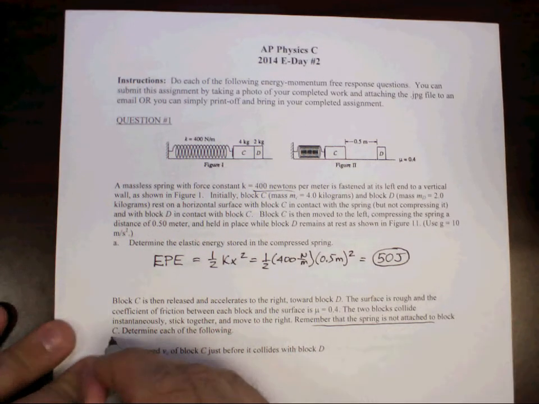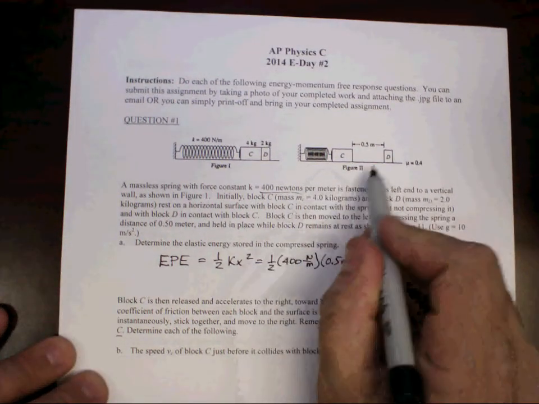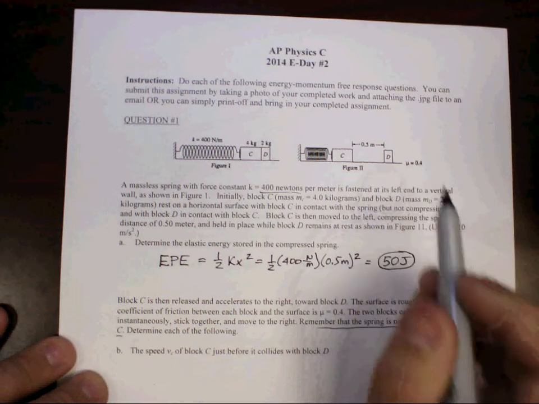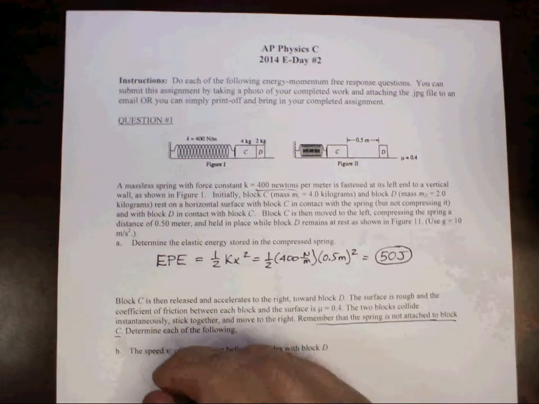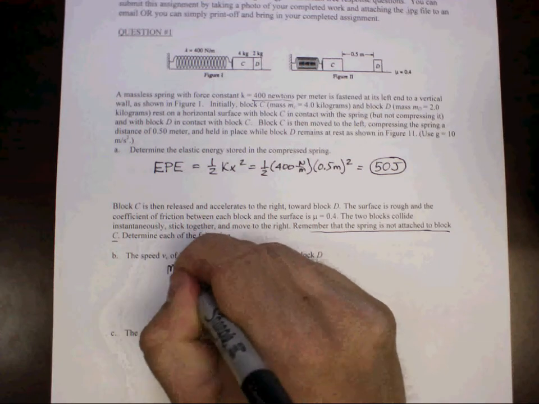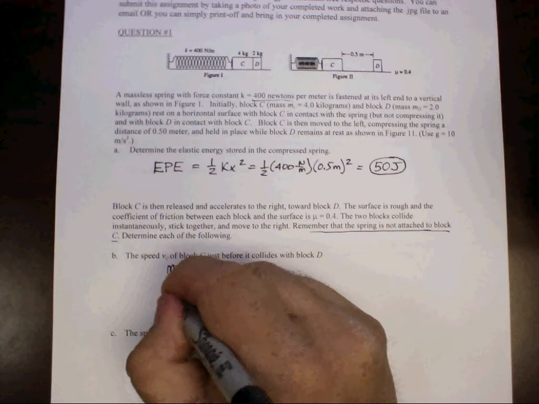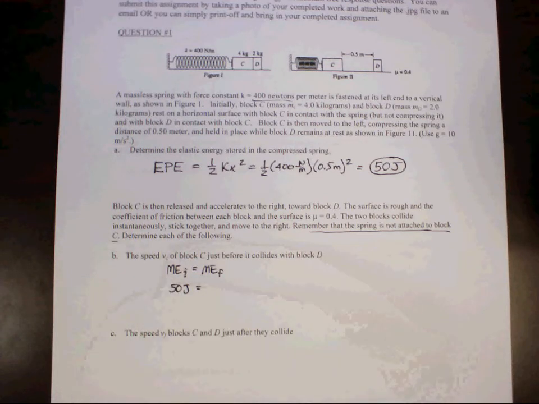Then we're going to work down here, and it says block C is then released. So we're going to release it from this point. It's going to push to the right, and it's going to run into D, and then they're going to move off together. Remember, C is not attached here, and the spring is not attached to block C. But they want you to figure the speed of block C just before it collides with this block right here.